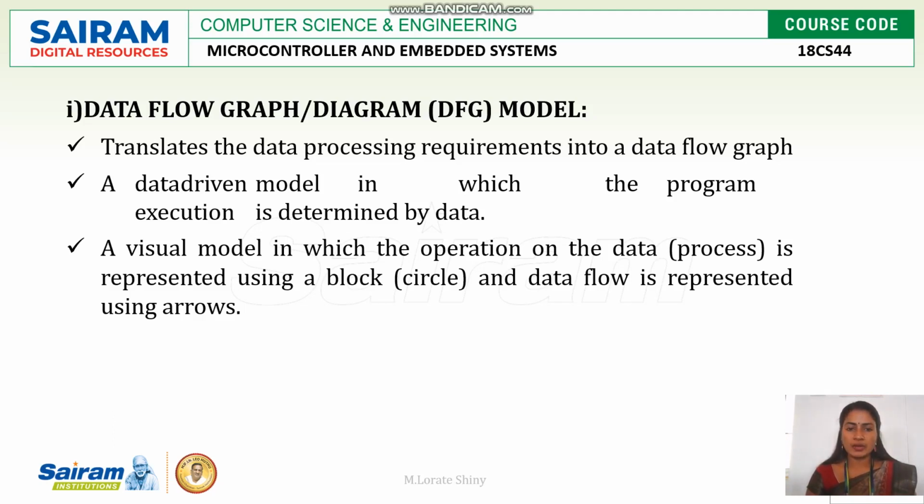In the visual model, we can see the operation on data, or we can call it a process, represented using a block, meaning a circle, and data flow is represented using arrows. There are 2 arrows, inward arrow and outward arrow. An inward arrow to the circle is called input. An outward arrow from the circle is called output.